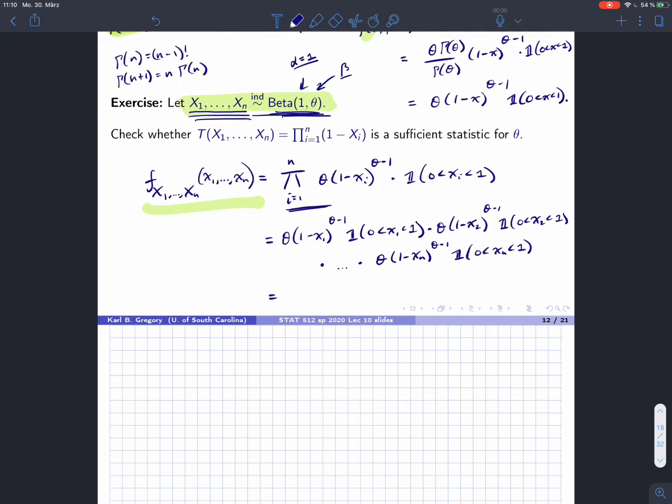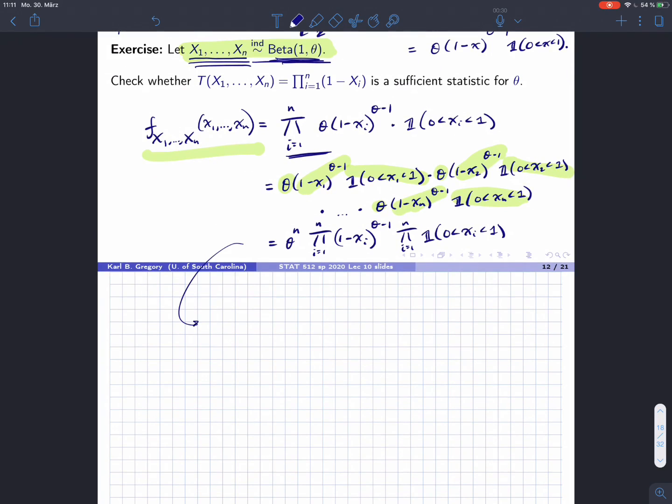Simplifying this, I see that I get theta to the power n. And then I can write these guys all as the product of (1 minus xi) to the theta minus 1. And then I can write all of these indicator functions using another product like this. Let's go down to the next page.